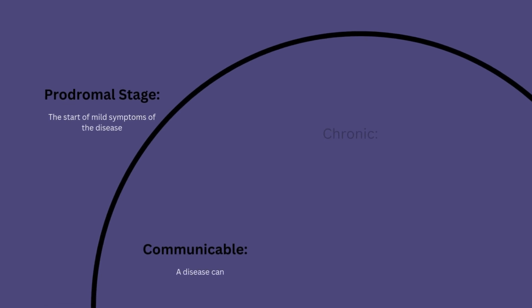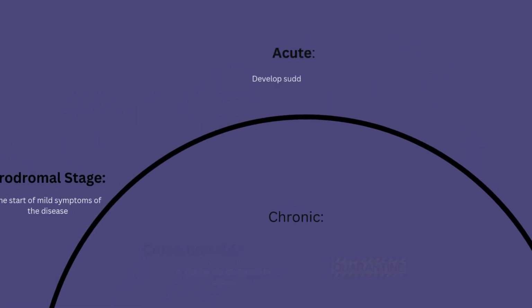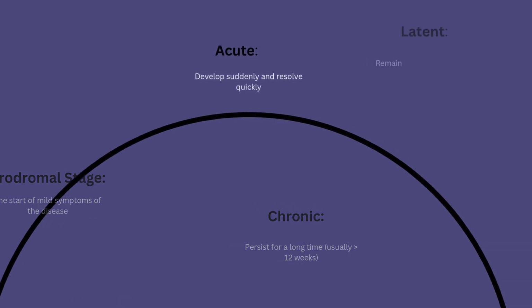If a disease is communicable, it means the person can actively spread it to others. To prevent transmission, a patient may be placed in quarantine or isolation until they are no longer contagious. Diseases can be acute, meaning they develop suddenly and resolve quickly, or chronic, meaning they persist over a long period.